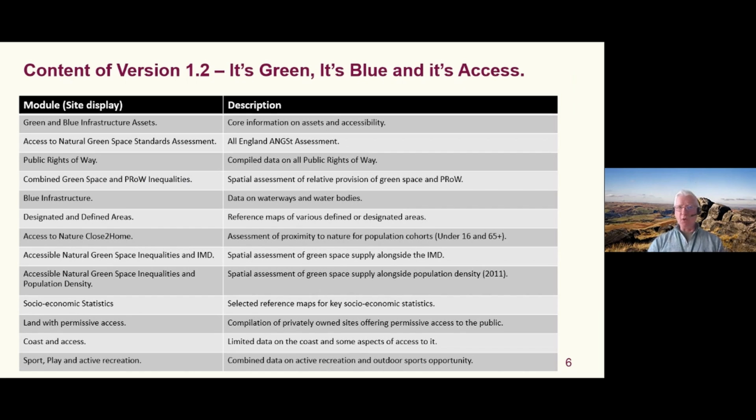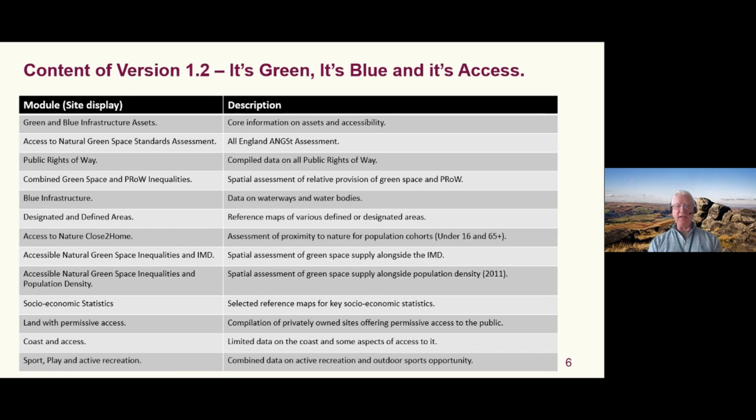So what's in 1.2? If it's green, it's blue, and it's about access. These have been the key focuses for version 1. We are expanding the context and content as we go forward into version 2. But for this version, there has been a particular focus on piecing together information about green infrastructure assets, blue infrastructure assets, and access infrastructure assets.